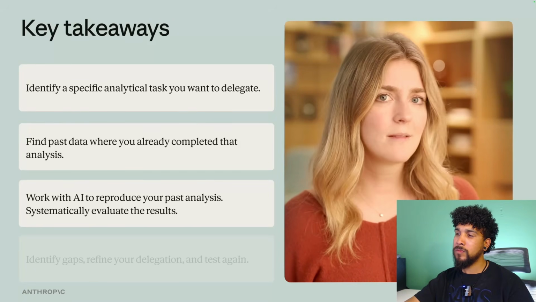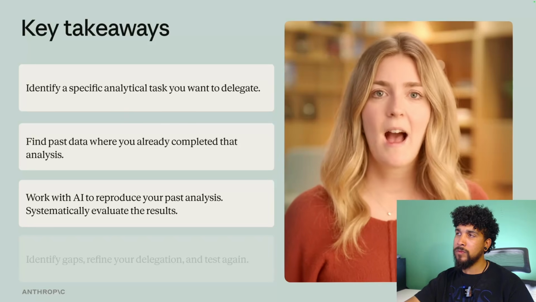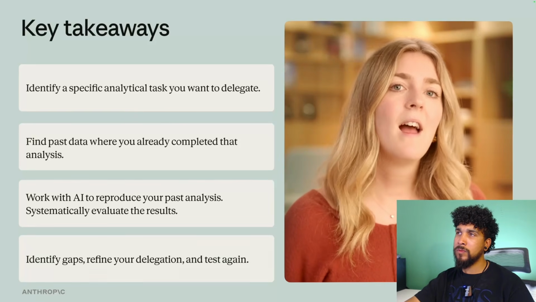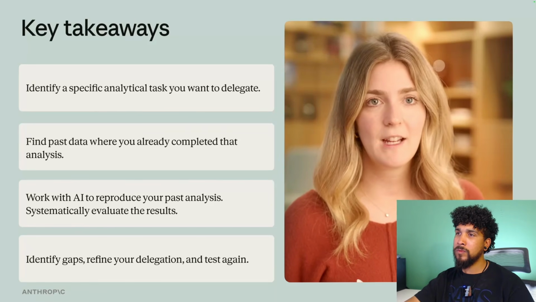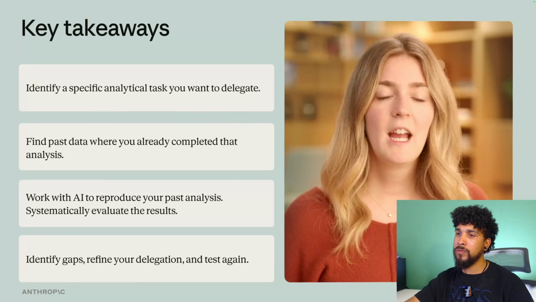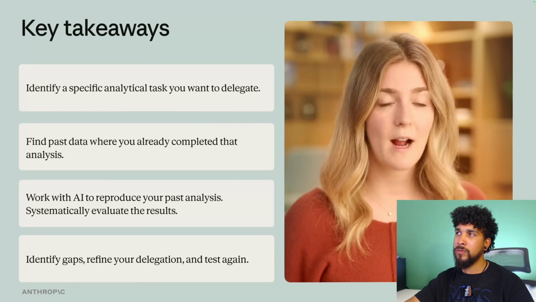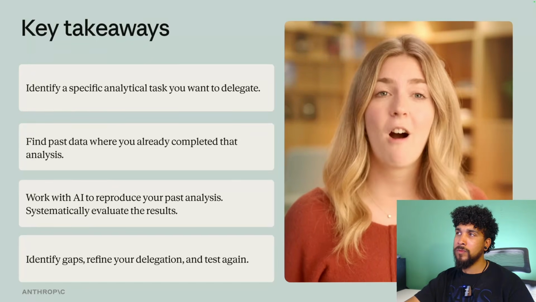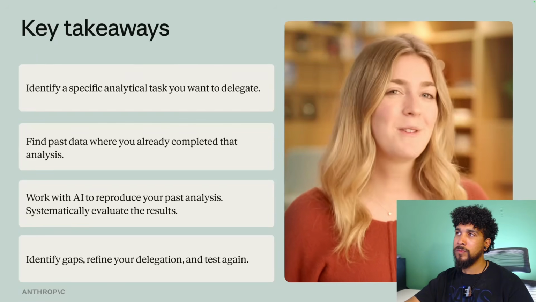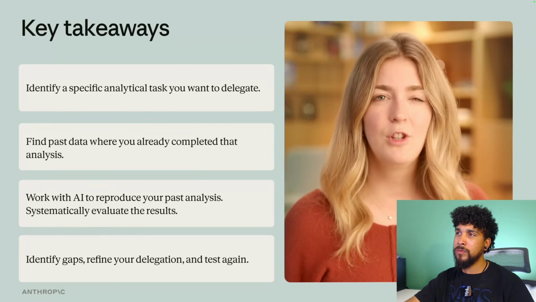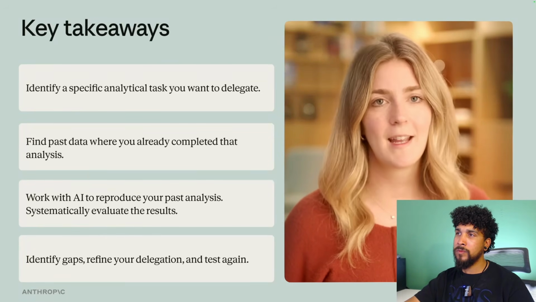What did AI produce? How did it approach the task? How did it communicate findings? Identify gaps, refine your delegation, and then test again. If you can validate that AI produces correct results, you've built an approach that you can confidently use on new data. But if you can't get there after several refinements, you've learned that this isn't a task you should delegate.